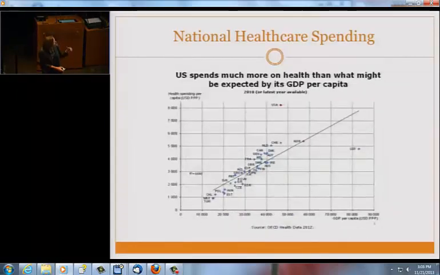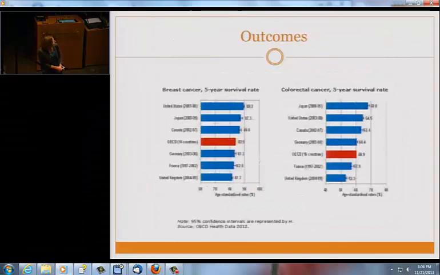So we spend a lot more than what would be expected by GDP per capita. We're way up there at the top in the middle. So healthcare spending per capita, GDP per capita, we're sort of off the chart when we look at other member countries. So that's one thing.